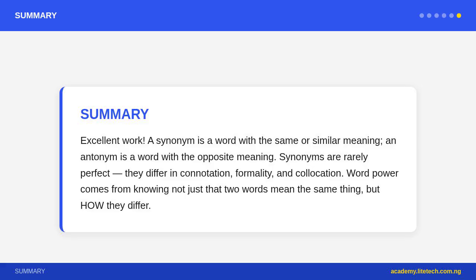Excellent work. A synonym is a word with the same or similar meaning. An antonym is a word with the opposite meaning. Synonyms are rarely perfect, they differ in connotation, formality, and collocation. Word power comes from knowing not just that two words mean the same thing, but how they differ. Three types of antonyms: gradable, with a scale between them; complementary, binary either/or; and relational, opposite perspectives on a relationship.